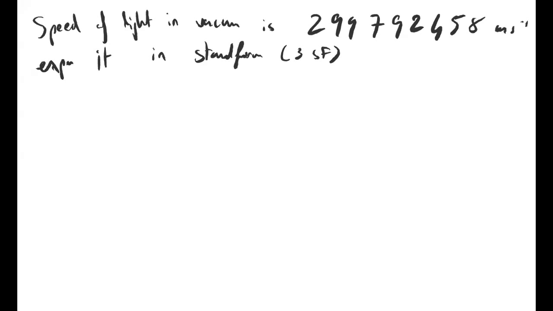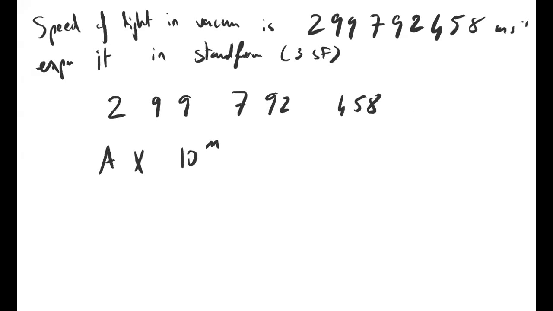So basically, first we want to express 299,792,458 as something like a times 10 to the power of m. Basically, a will be 2, right? So we know that a will be 2 dot. We want to know m now. So we count: 1, 2, 3, 4, 5, 6, 7, 8. Okay?